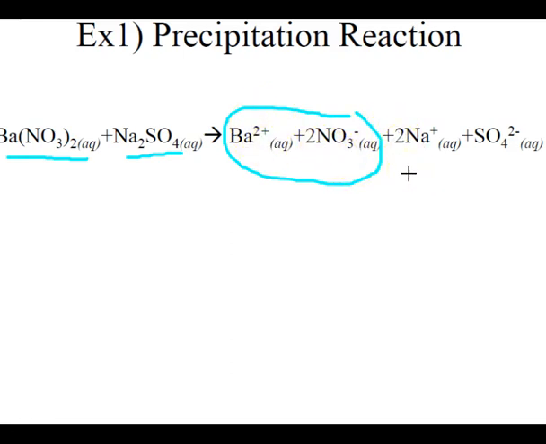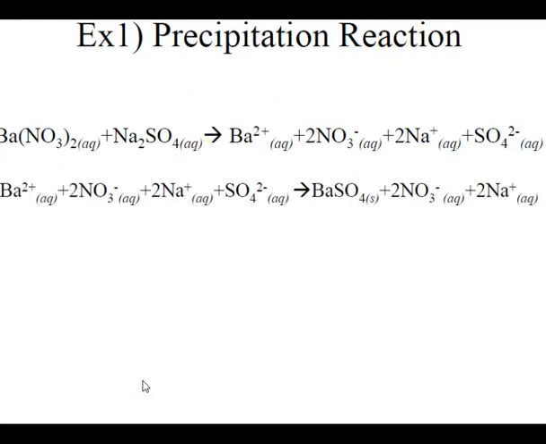And then the sodium sulfate was also aqueous, so we're going to have 2 sodium ions and a sulfate ion. And the reason we have 2 sodium ions is because it's only +1, so we need 2 of them to balance with the sulfate, which is -2. So all those ions are floating around in the water to start off. So we're going to make those our reactants.